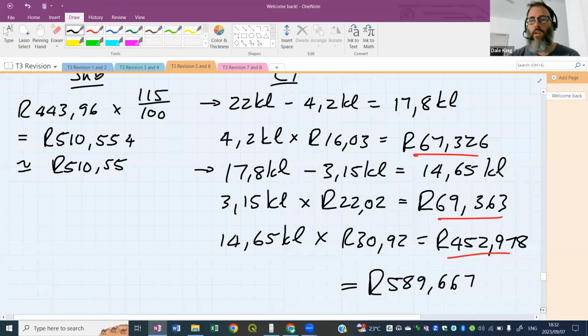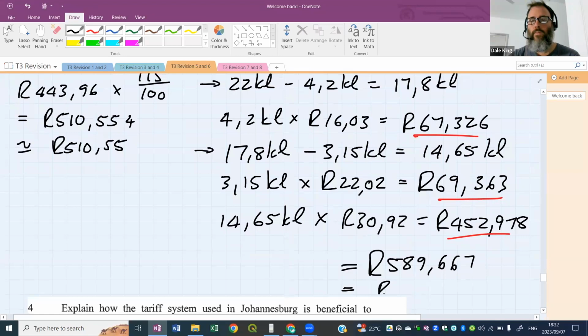589,667. And we round that off to 589,67. You happy with that, Ben? Yes. All right. So you sound like you're very confident with tariffs. Oh, yes, yes. I actually like it. I also like tariffs. I don't know why everyone stresses out about it.